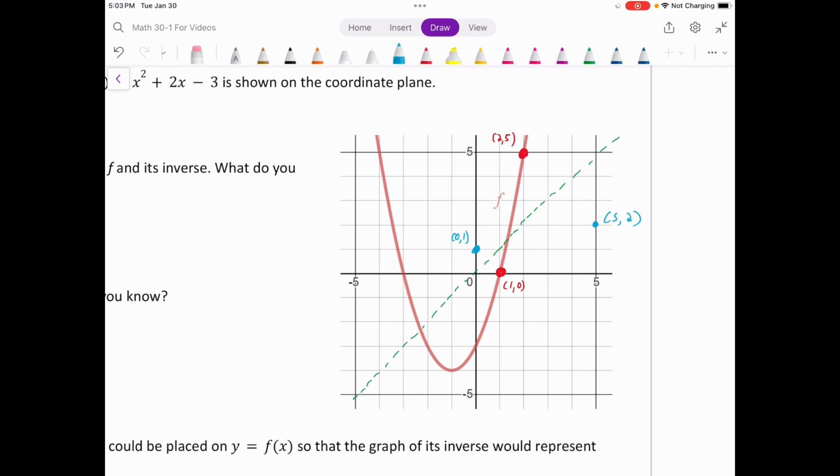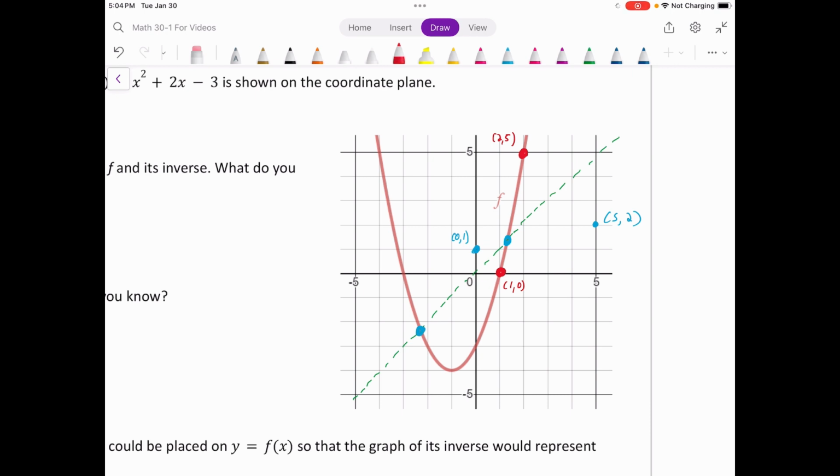We can actually already tell that this point right there will be on the inverse. How did I know that? Because it goes through the line y equals x. That's an invariant point. I don't know exactly what its value is, maybe it's 1.3 or 1.25, who knows, but I do know that that point will also be on the inverse relation's graph because it's on the line y equals x. So that will be invariant. While we're here, that one down there will also be on the graph.